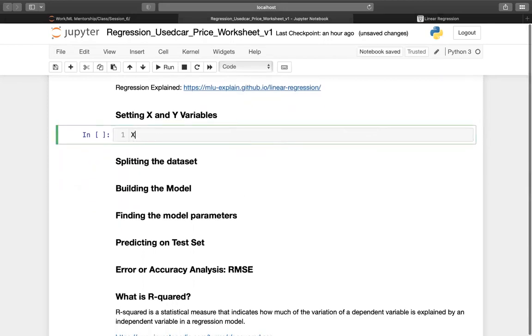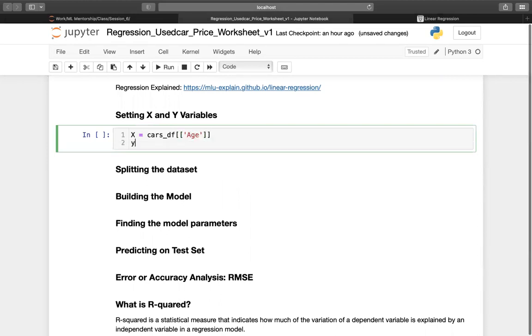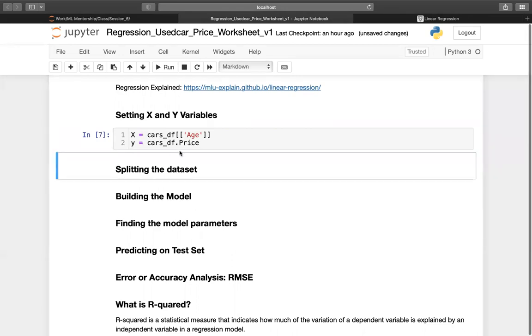So let's first set the x and y values. My x will be cars_df, and in this case I have chosen age. And y will be cars_df.price. So this will be my x and y value.